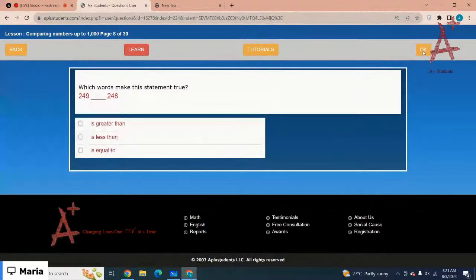Which words make the statement true? 249 and 248. So, which is the correct option? The correct option is 249 is greater than 248, right? The correct option is greater.